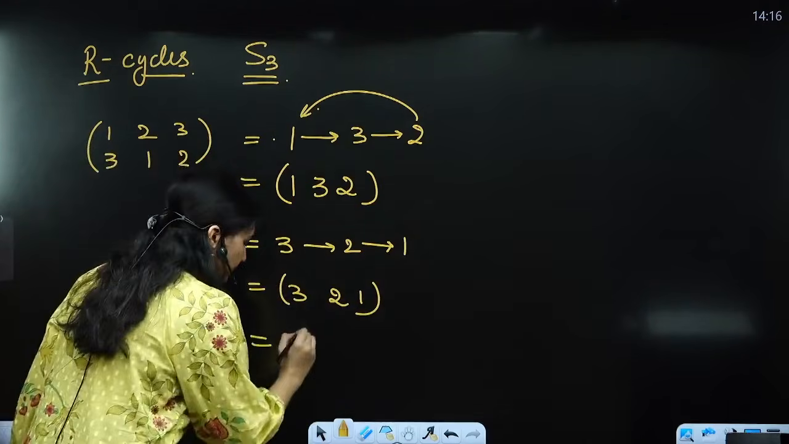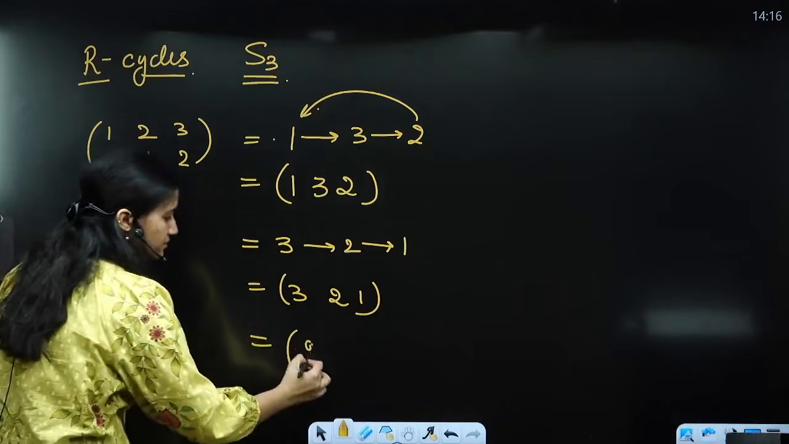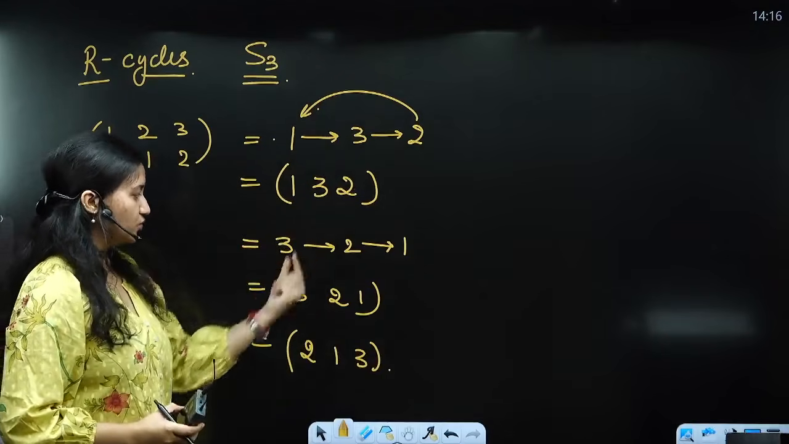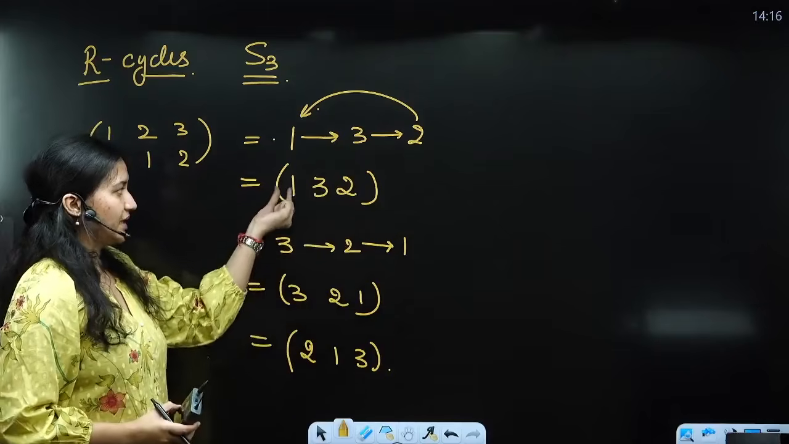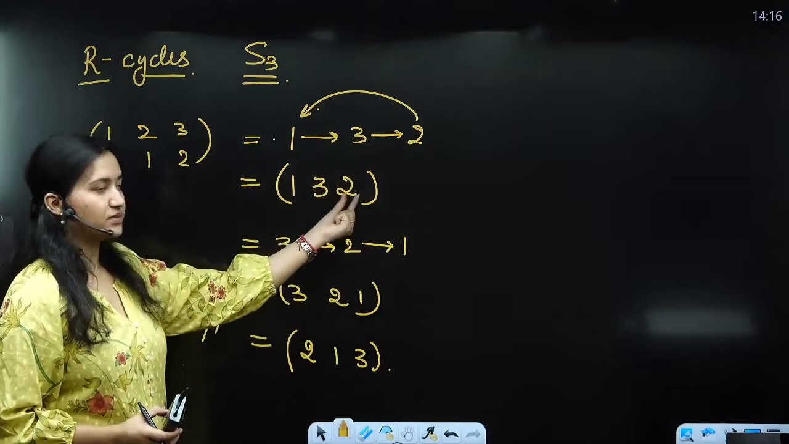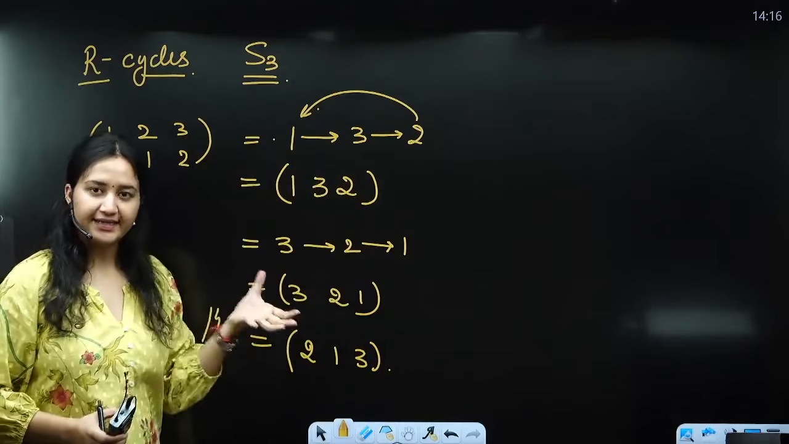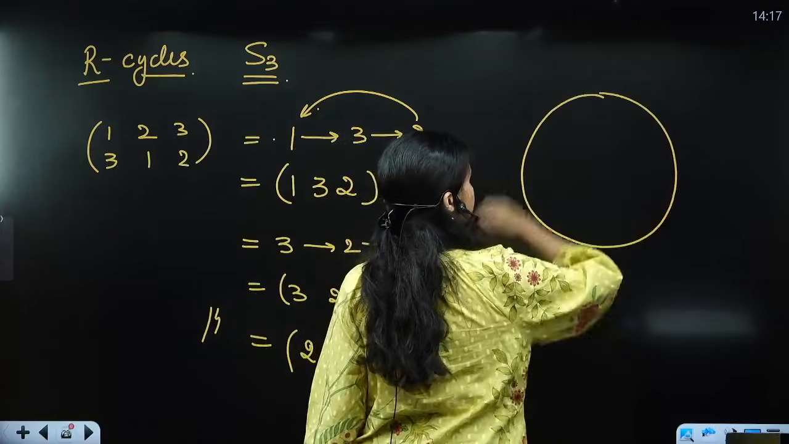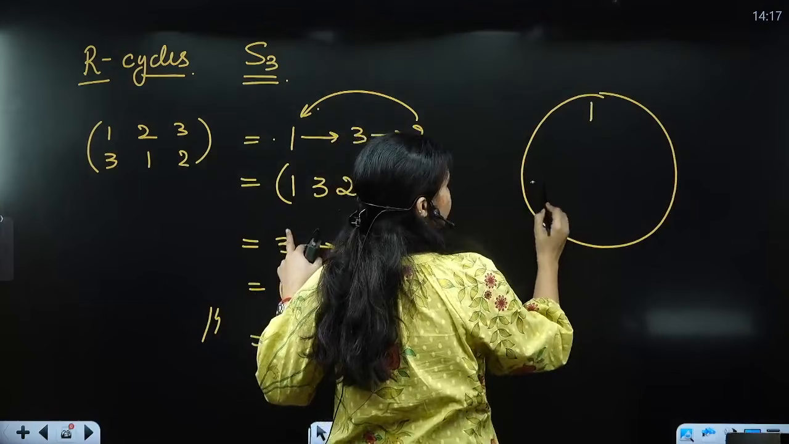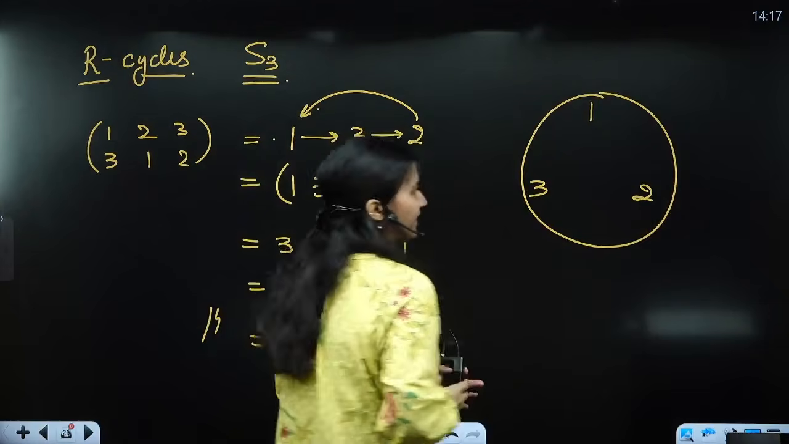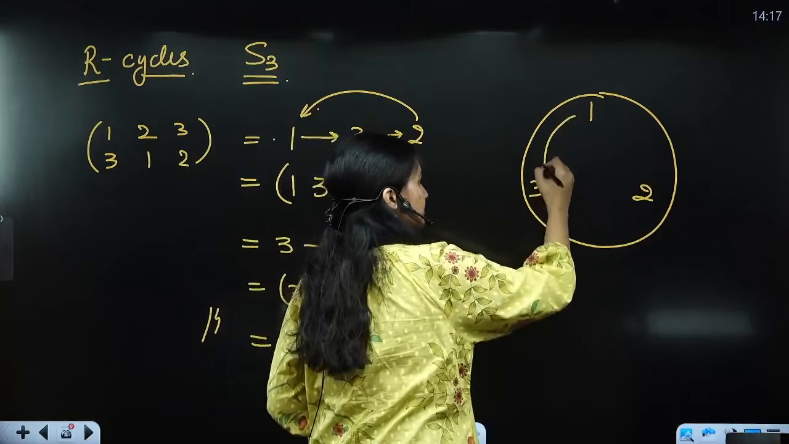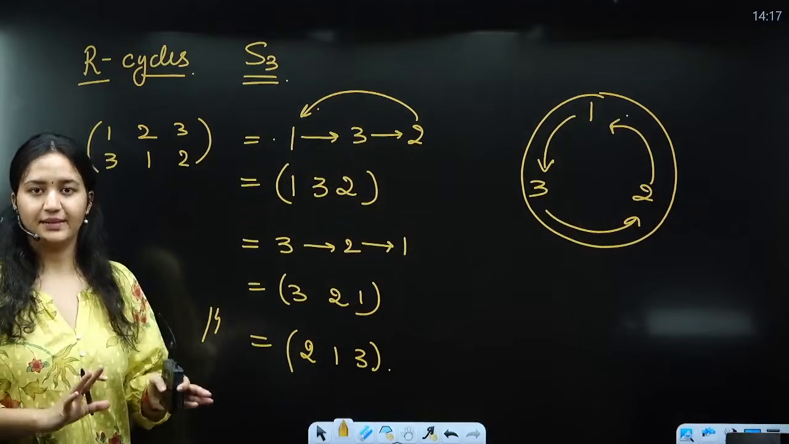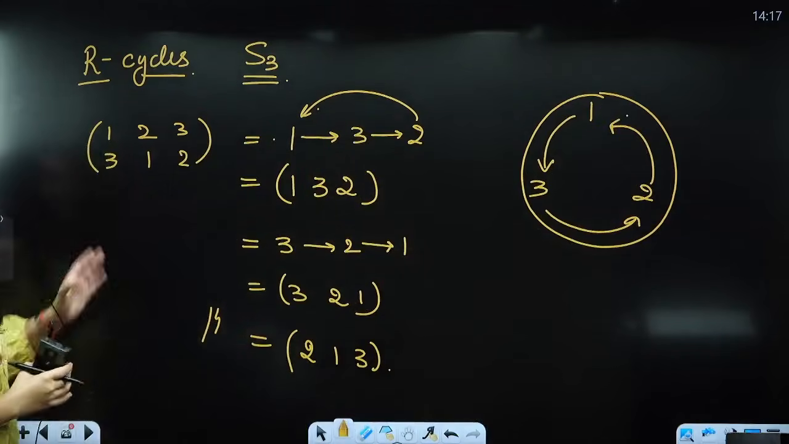Same thing you can do with 2. 2 is going to 1 and 1 is going to 3. The order is the same, 1, 3, 2. 3, 2, 1. After 1, 3 is coming. After 3, 2 is coming. Okay. So now do you get the idea why we are calling them R cycles? Again, one more thing you can see. 1 is being mapped to 3 and 3 is being mapped to 2. If I write them like this, it does not matter which element comes first. The value of this R cycle is always going to remain the same, right? Now this is about S3.